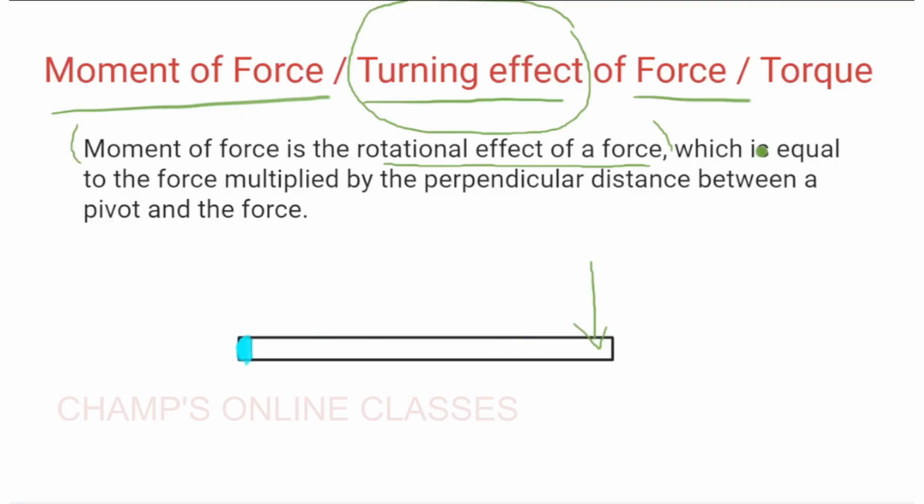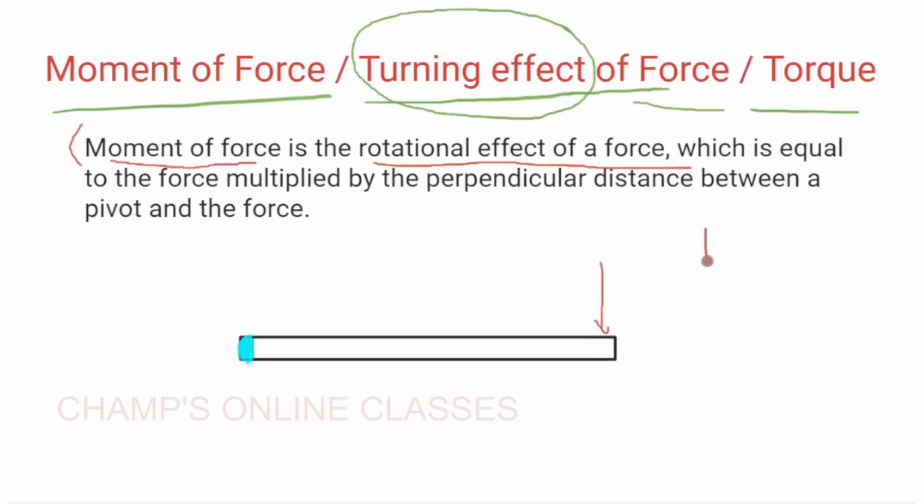So now, on what all things does this moment of force depend? What do you think? On what all things it might depend? The first factor is magnitude of force, that is how much force you are applying. And the second is the perpendicular distance from the force to the axis of rotation. That is this, because you are rotating it about this pivot. So distance between the force and the axis of rotation. So two things on which your moment of force depends are the force and the perpendicular distance.